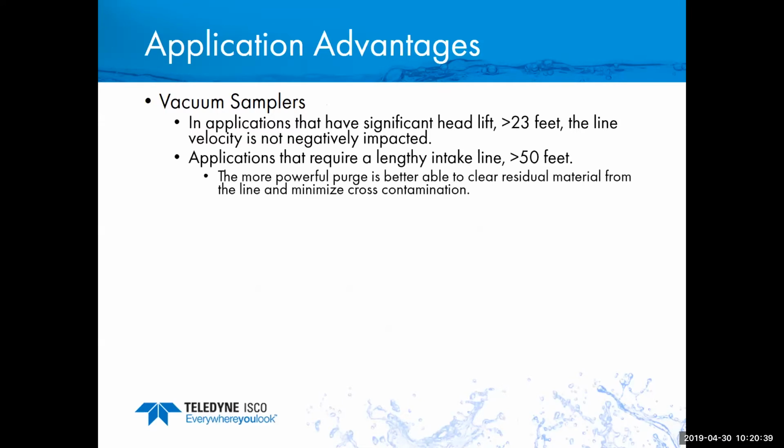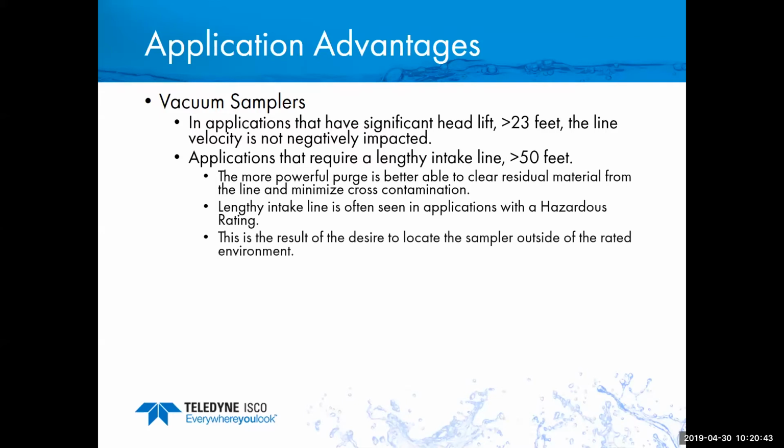If you require a really long intake line, anything greater than 50 feet, pretty much, it's probably going to be an advantage for the vacuum sampler. The purge, again, with that longer line, doesn't reduce at all, and it helps clear the longer lines better, and also clears the debris off of the strainer better.